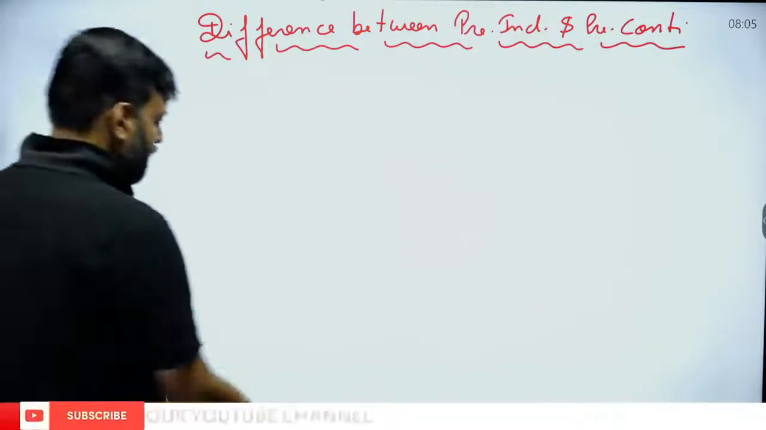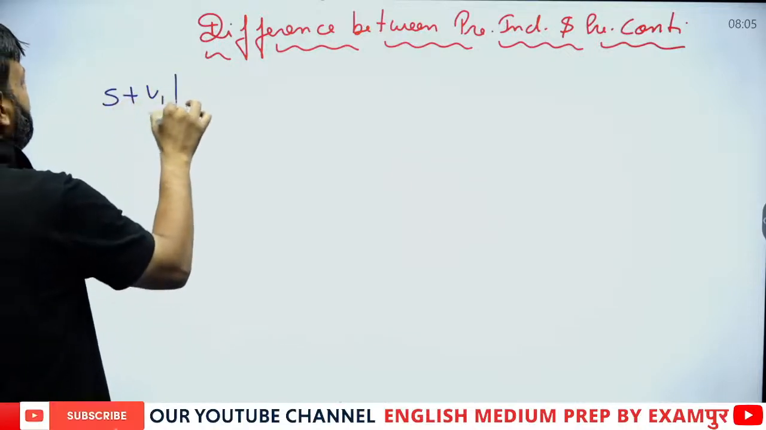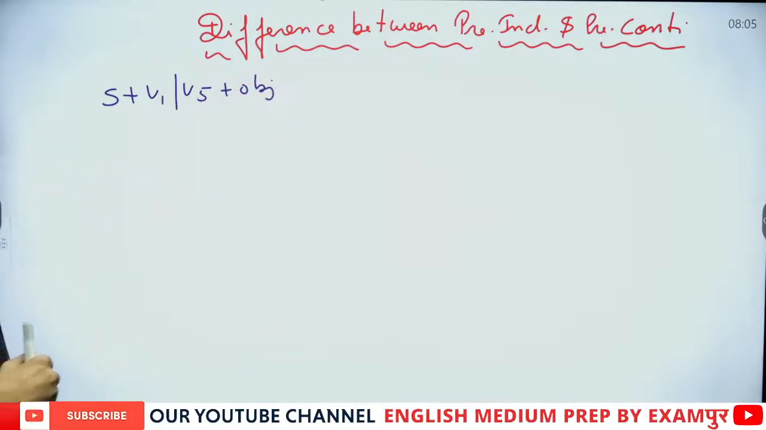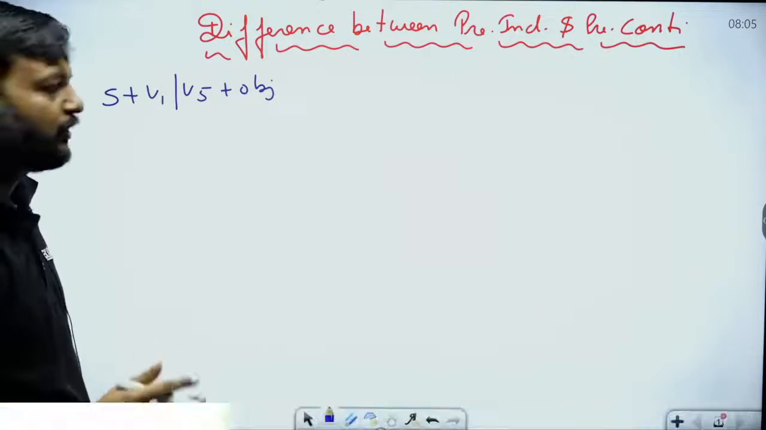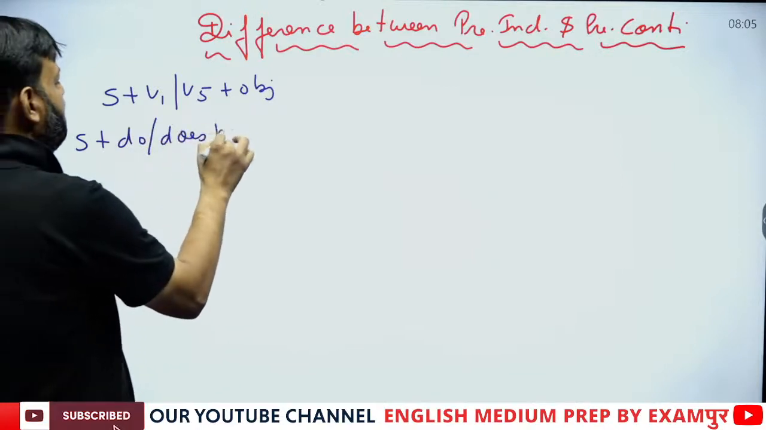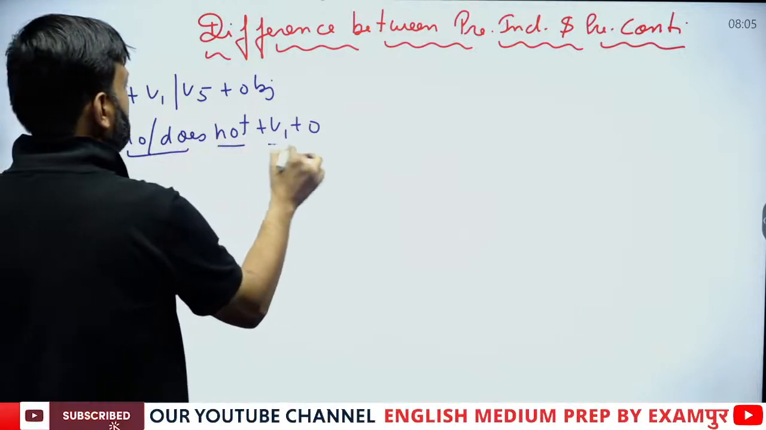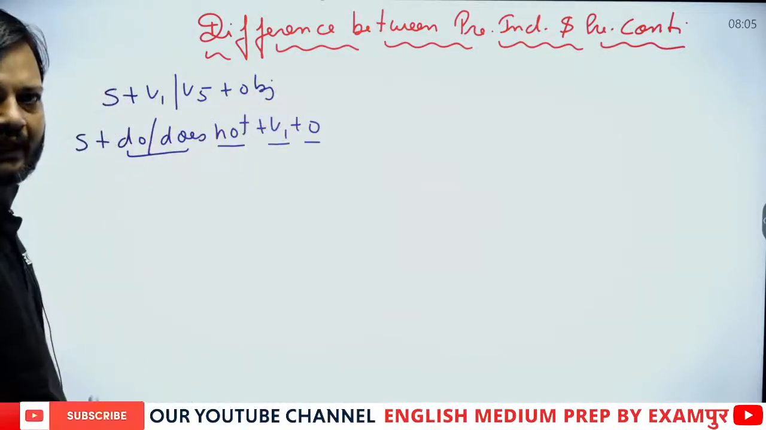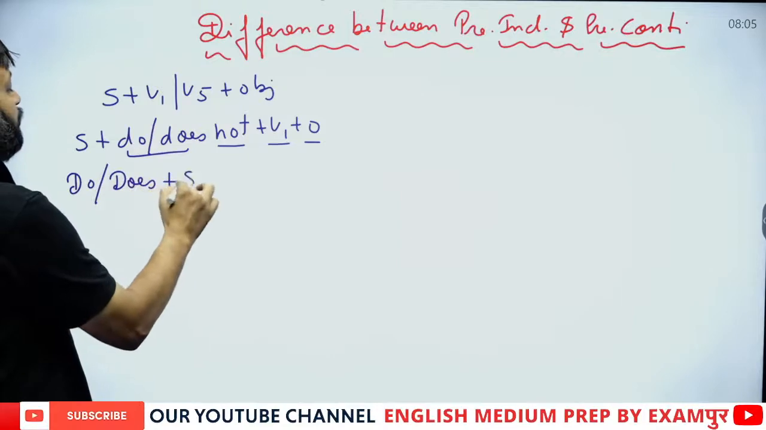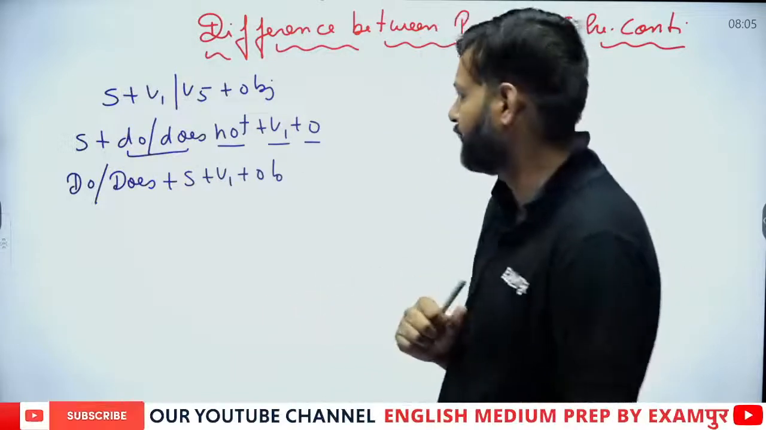So if we talk about present indefinite, first the structure of present indefinite is this. The structure of present indefinite is subject, first form of verb or fifth form of verb, and object. If the sentence is negative, then we have to use do or does, then not, then first form of verb and object, right? And in case of interrogative, do or does will come before the subject. So this is the structure of present indefinite, right?